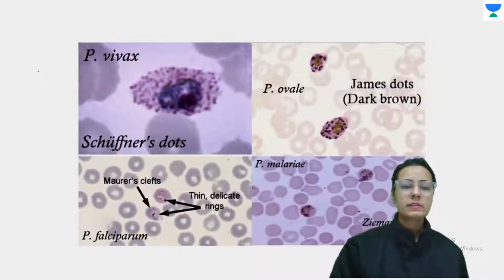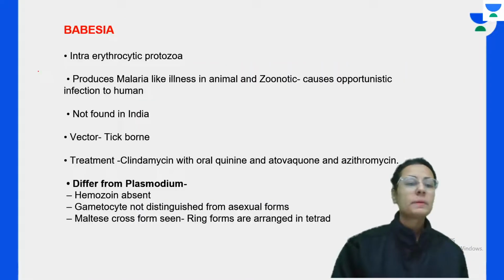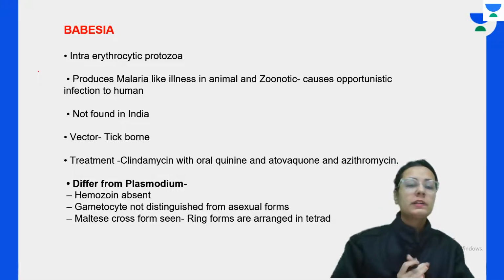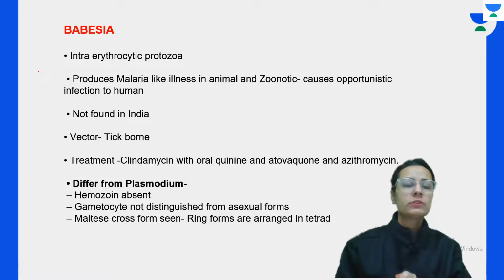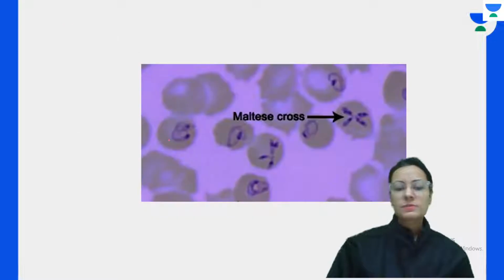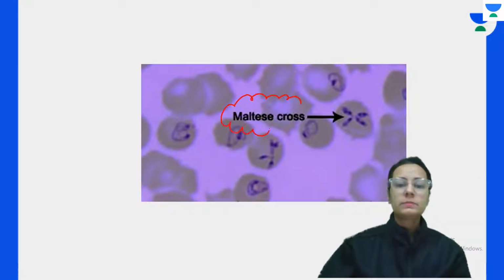Now, moving next, these we've already discussed. Then we talk about Babesia, which is also an intra-erythrocytic protozoa, and it also produces a malaria-like illness. Although it is not found in India, it is tick-borne, and treatment is clindamycin. But we cannot differentiate the sexual and asexual forms. The trophozoite form shows the Maltese cross, seen in the tetrad form, and hemozoin is absent. So this is the Maltese cross for Babesia, and it is very important: you can see the tetrad form of the trophozoite form of Babesia.